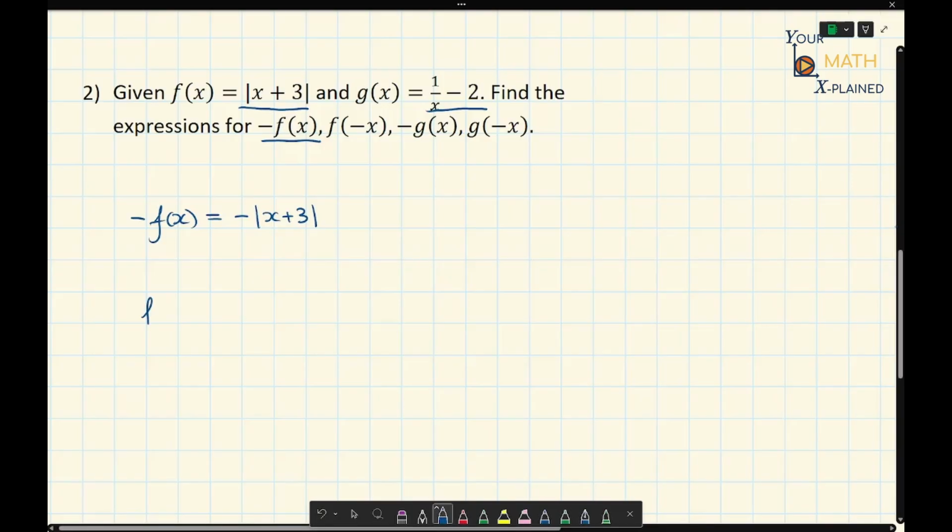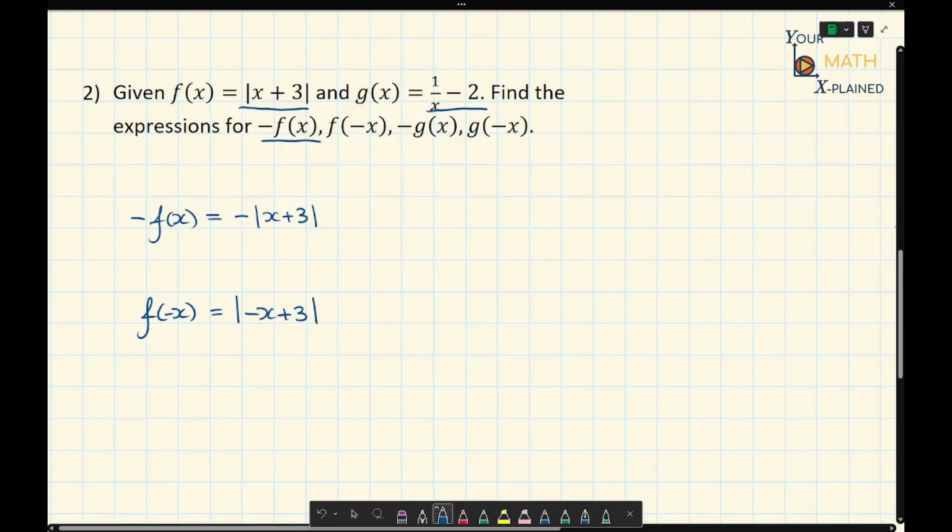And then we have f of negative x. So what this means is for our function f of x, we're going to replace every x with negative x. So meaning f of negative x is going to be the absolute value of negative x plus 3.